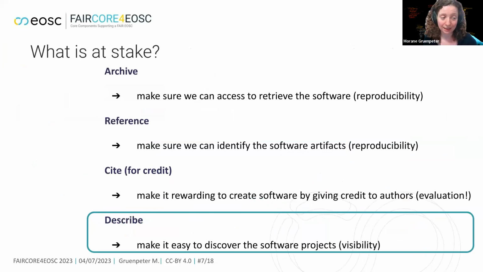Now, what is at stake? We need to make sure we can access the software by archiving it. We need to make sure we can identify the software artifacts by referencing a specific version. We need to make sure it is rewarding to create software by giving credit to authors. And finally, this is for today, we need to make it easy to discover by describing software.